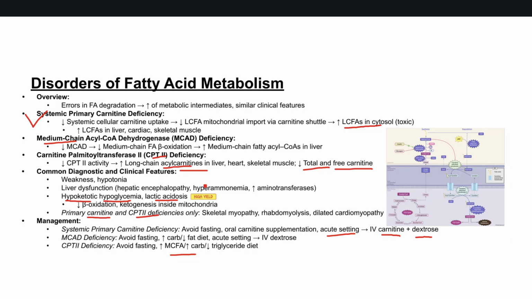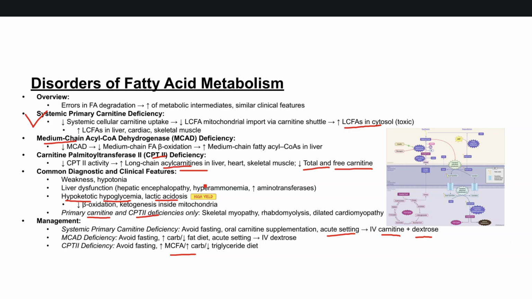Now, because you see primary carnitine and CPT2 deficiencies, you see massive amounts of cell breakdown, muscle breakdown, and even cardiac tissue breakdown. Okay. And what is the management of all of this? It's better to go through the first aid for these points in order to differentiate them. I'll open it up. But the management of all of these, right?